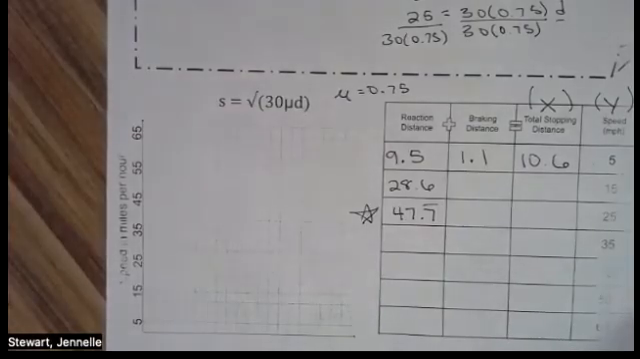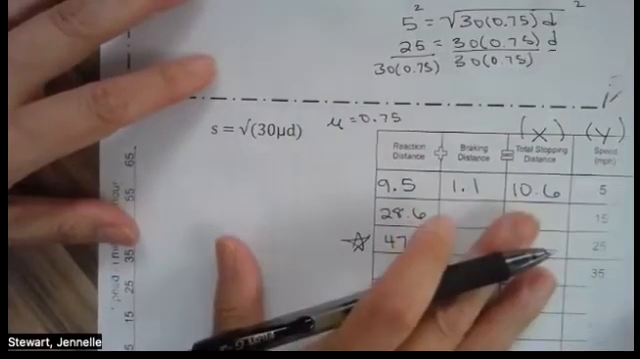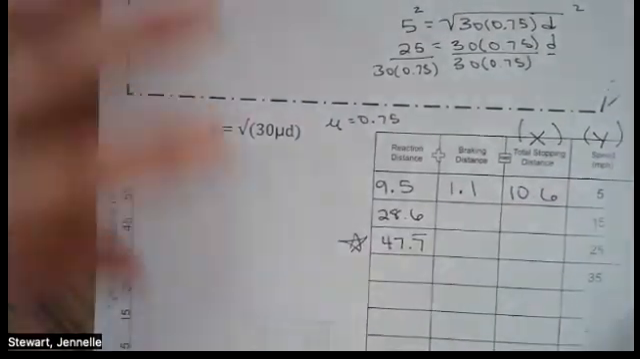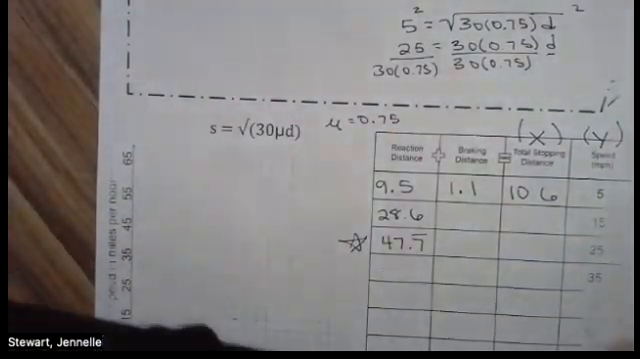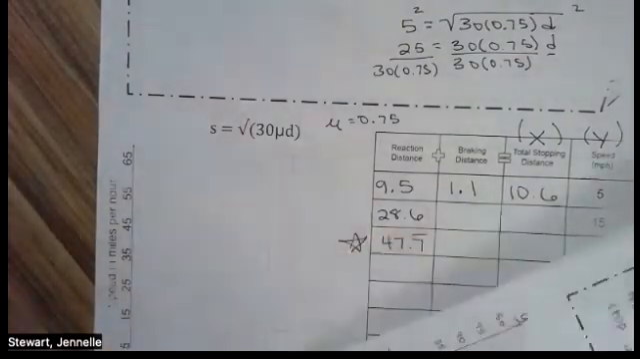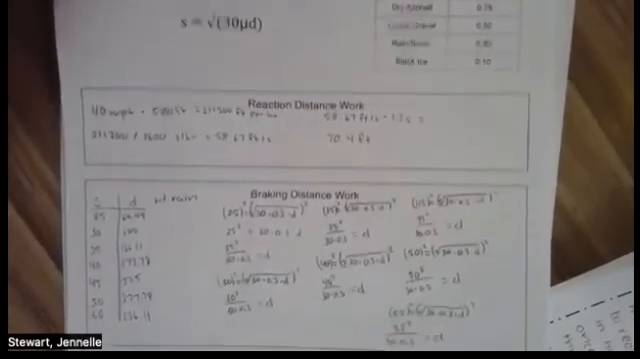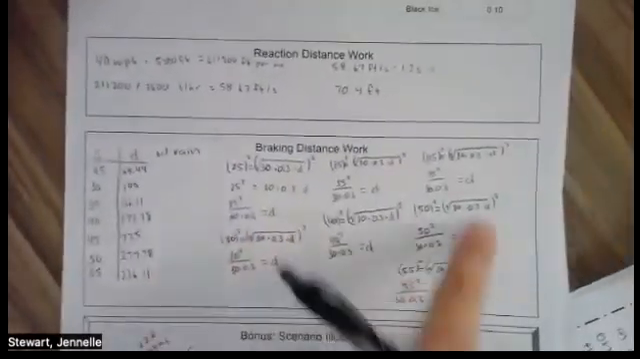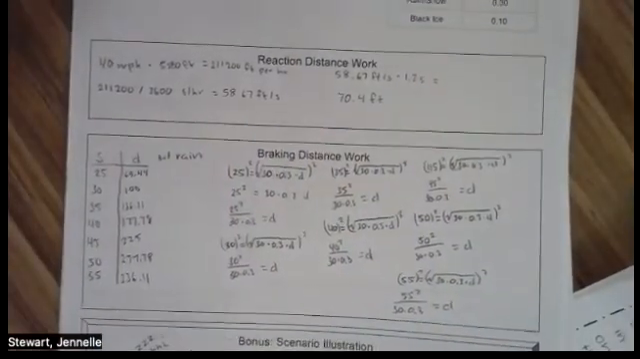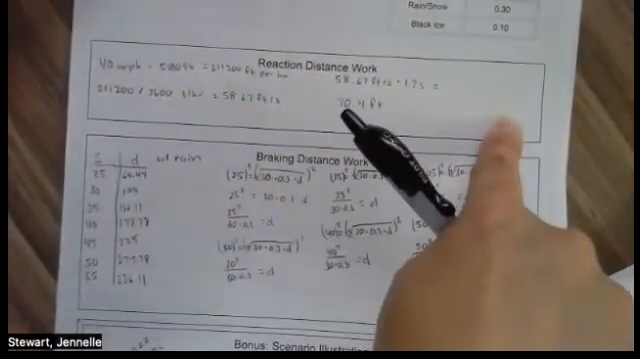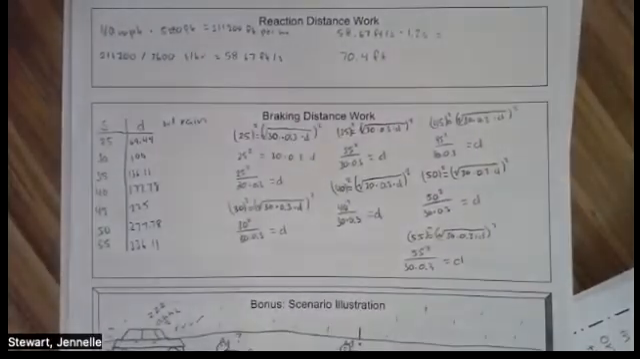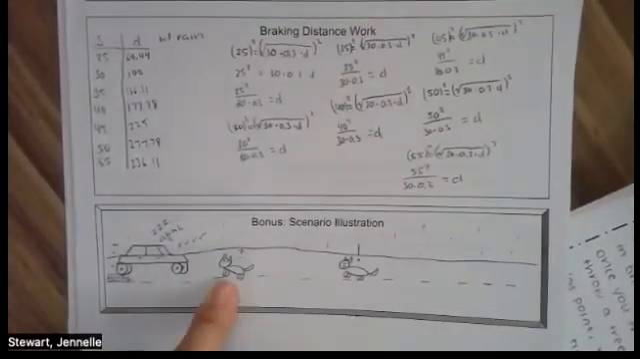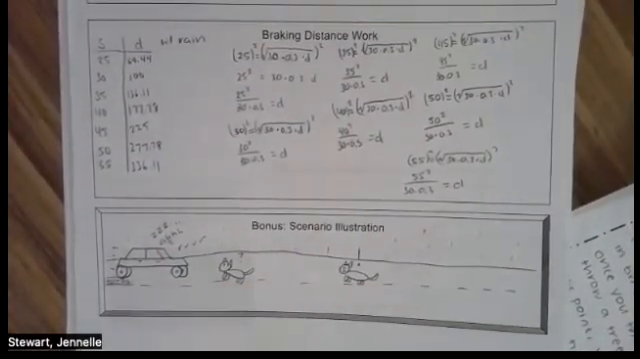So when you come to class on Friday, you're going to get a blank one of these, probably in a different color. And you're also going to get this page right here. This page is where you're going to show your work. Here's the coefficient of friction. See how he showed all his work? Same thing with his reaction distance. Bonus section, you can draw a picture, right? So he drew a picture here of his first meow and his second meow.